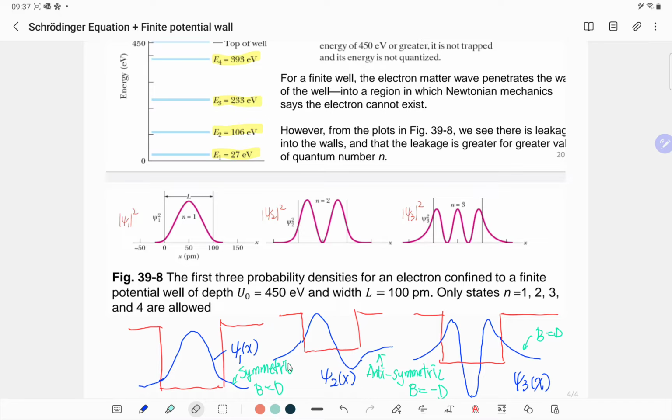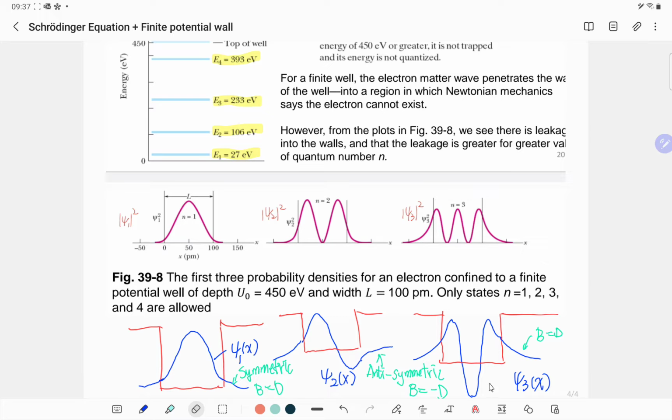But for the wave function itself, this is something called anti-symmetric, which means for this point it is a negative value. It is something like this. It goes to the negative part and then goes back here, and then goes to 0 infinitely far away.